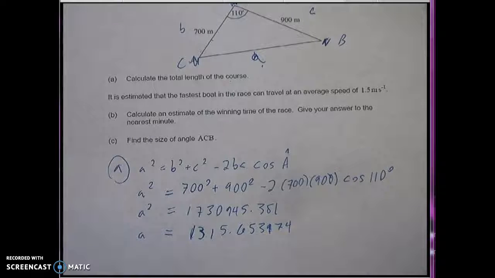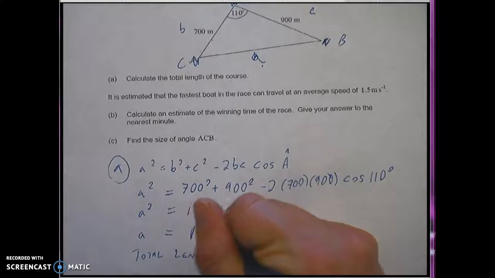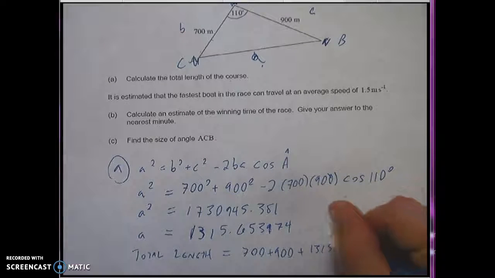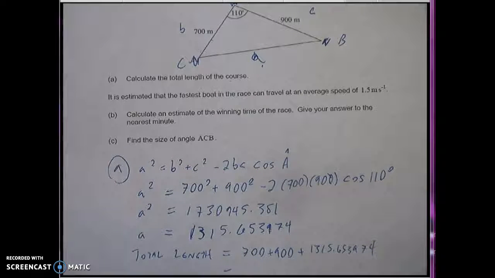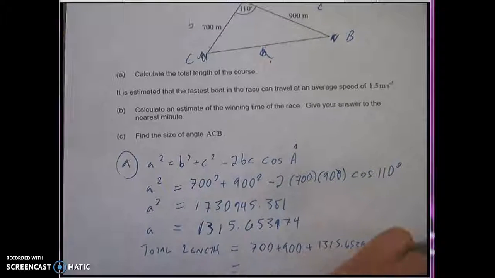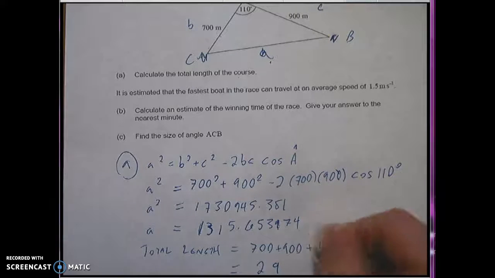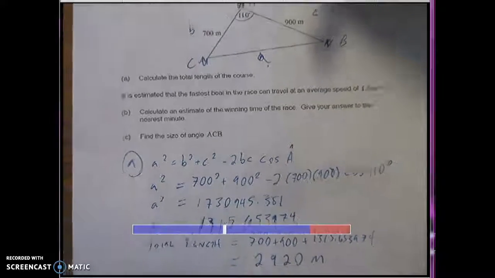Now, I haven't answered the question yet because I'm supposed to find the total length of the course. So I need to add all three of those sides together to get 700 plus 900 plus 1315.6539. The total length of the course is 2,916. Well, when I did the three significant figures, it's 2920, and we'll call that meters. All of that was for part A.